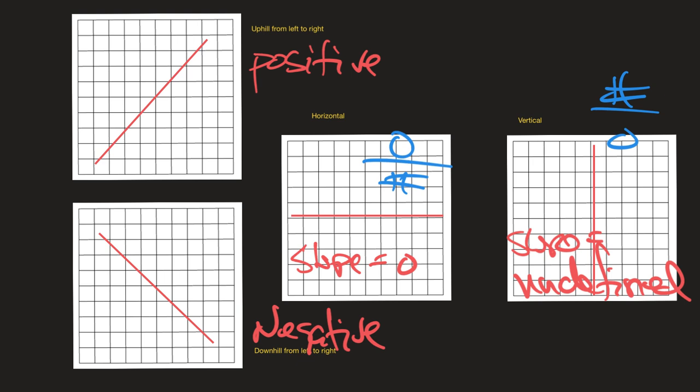This is information that we kind of need to associate together. Vertical line, undefined slope, that's 0 in the denominator. Horizontal line, slope 0, that's 0 in the numerator. Uphill line, positive slope. Downhill line, negative slope. This is all information that we should be able to acquire visually if we can make these associations. And I think that's important for you to be able to do. Okay?